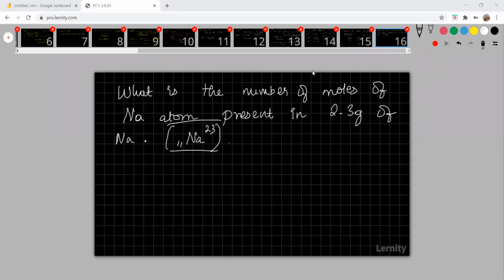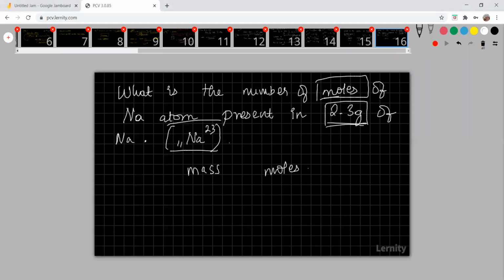Good, Pranav. Good, Jaydarshini. Good, Elilan. Do the same method. What are the two things they are comparing here? Number of moles of sodium atom present in 2.3 grams. So for 2.3 grams, they are asking how many moles you have. So you have to compare your mass and moles.